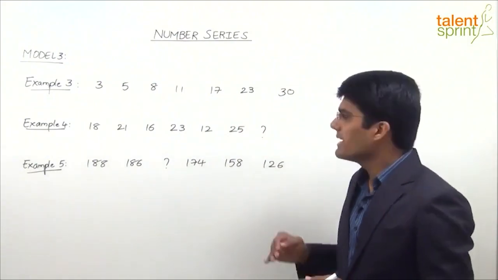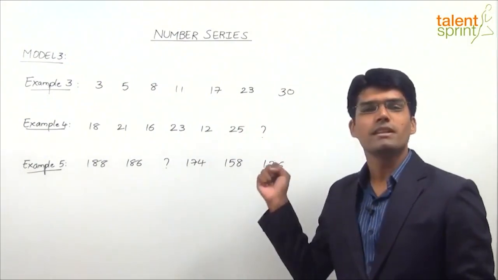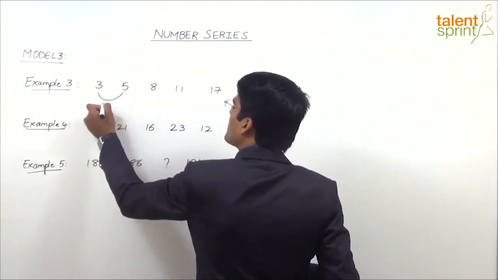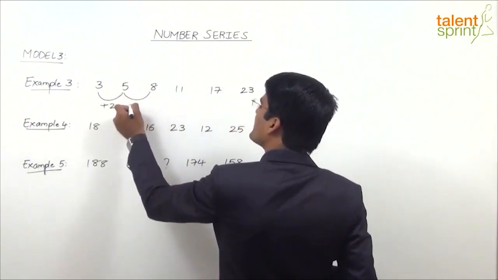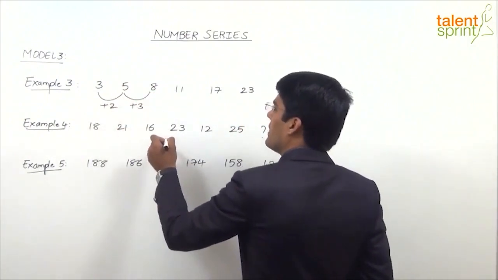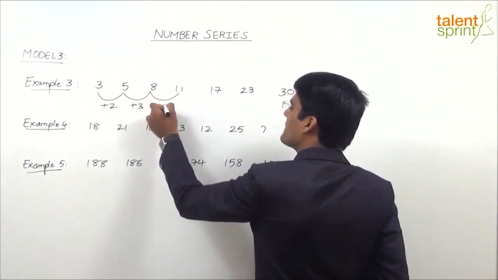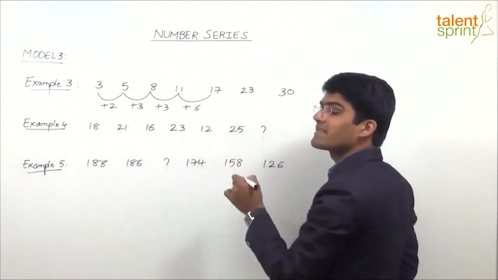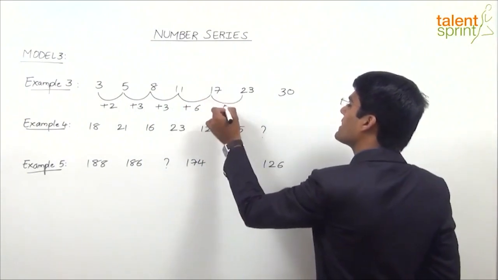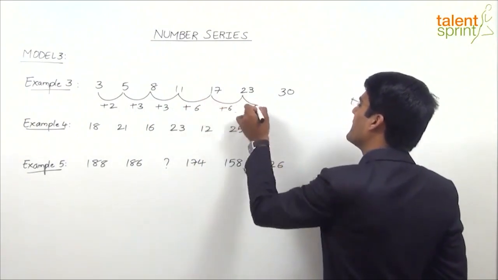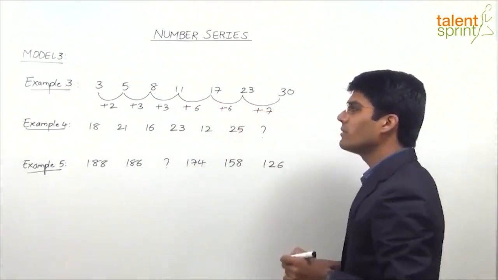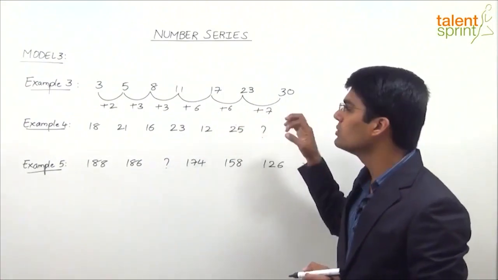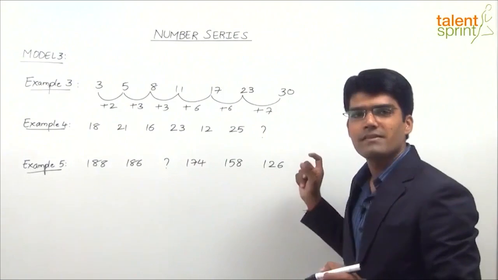Now as I have mentioned, let us first go ahead with the differences between two consecutive numbers. We find that 3 plus 2 gives 5. 5 plus 3 is 8. But again, when we take 8 and 11, we see the difference is 3. 8 plus 3 is 11. 11 plus 6 is 17. 17 plus 6 again is 23, and 23 plus 7 is equal to 30. So far the differences between the numbers here are as shown: 2, 3, 3, 6, 6 and 7.